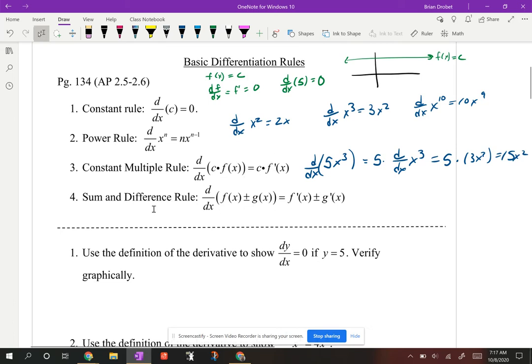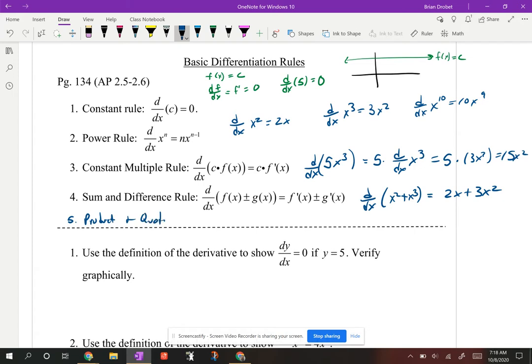And then the last one here is the sum and difference rule. This simply states that if you take the derivative of the sum of terms, say x squared plus x cubed, you can do that by simply taking the derivative of each term separately. 2x plus 3x squared. So if you have a sum or a difference, just take the derivative of each term separately.